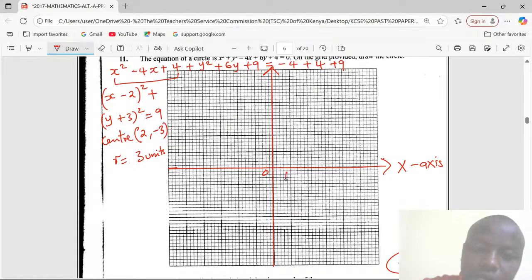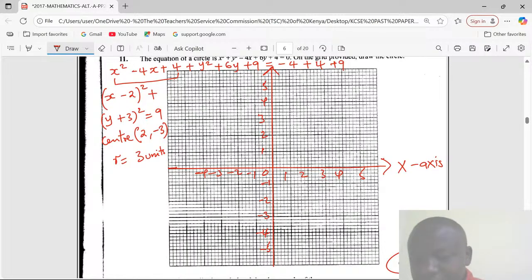The origin, 1, 2, 3, 4, 5. 1, 2, 3, 4, 5. Then we talk about negatives: negative 1, negative 2, negative 3, negative 4. Then we have negative 1 on the y, negative 2, negative 3, negative 4, negative 5.